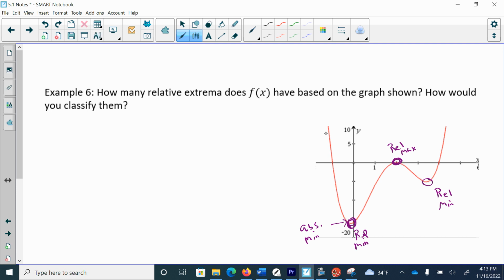If I'm looking at this, so I have 1, 2, 3. I have 3 relative. I have 1 absolute. Basically, how would you classify them? I did that. And then if I asked you what was going on here, when I take the derivative at this point, the derivative of all of these should be 0.